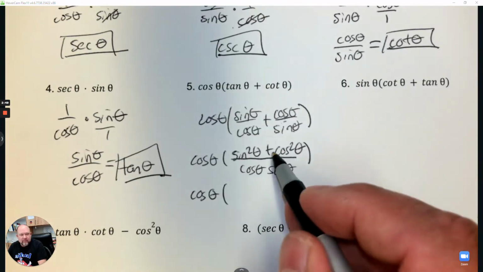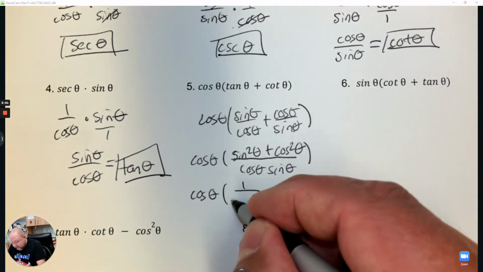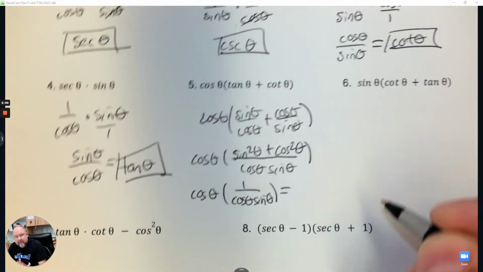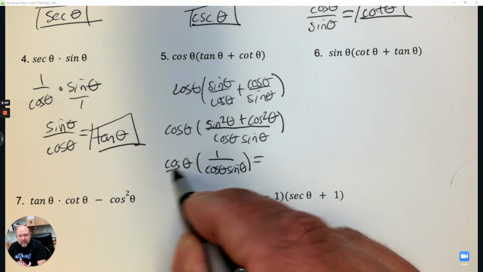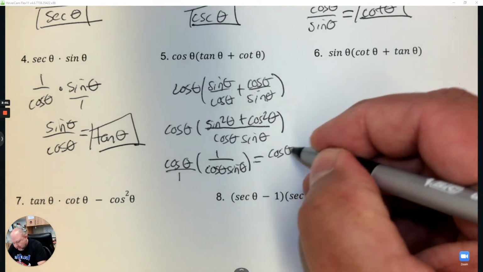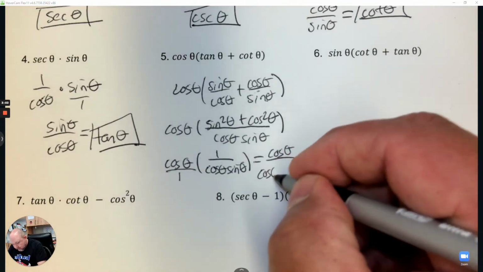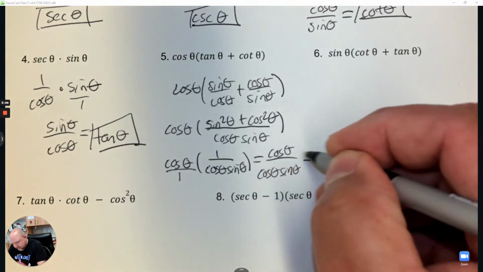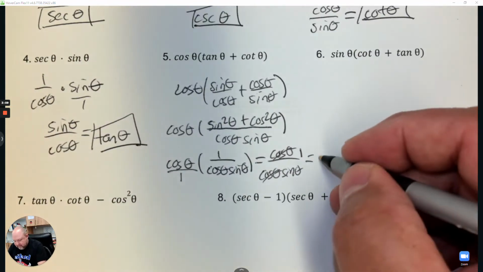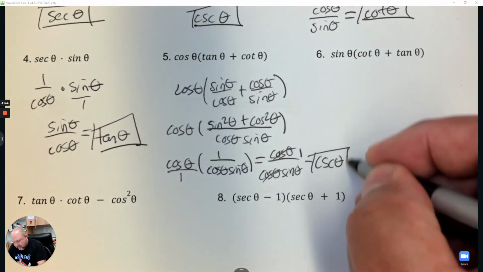So sine squared plus cosine squared is just 1. When I multiply these together, think of a 1 underneath here. Multiply the tops and bottoms together. You get cosine over cosine sine theta. Notice the cosines divide out, and then 1 over sine is cosecant, and you did it.